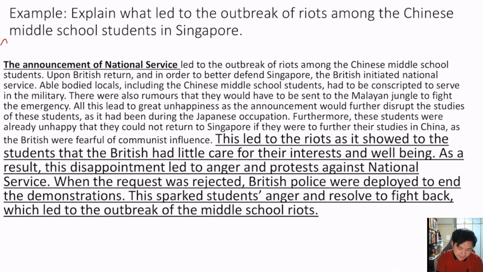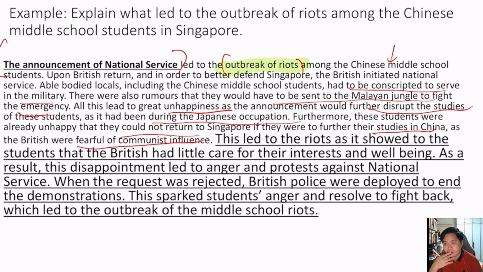Okay, very clear main point: announcement of national service. It answers the question as the thing that led to my outcome that I need to explain later, which is the outbreak of riots. Then I go on to explain what this announcement of national service is. Able-bodied to be conscripted, serve in the military, rumors to be sent to the Malayan jungle to fight the emergency, unhappiness as during the occupation they had already disrupted their studies and they could not return to Singapore if they wanted to further studies in China, as the British were fearful of communist influence.